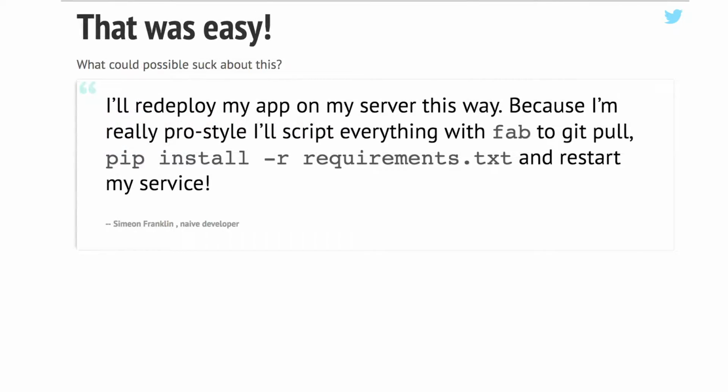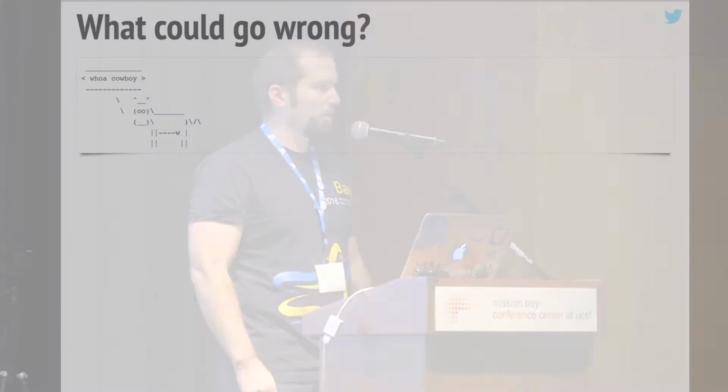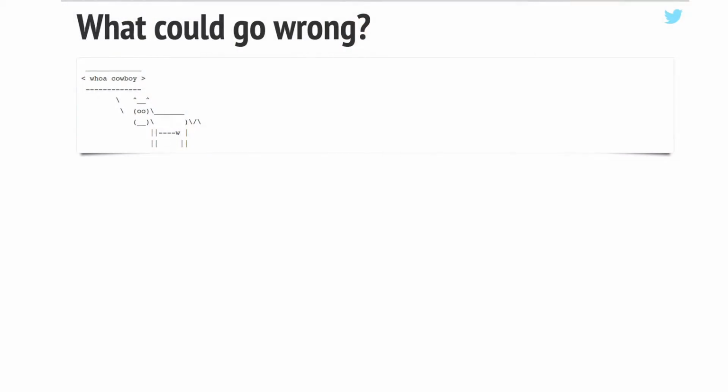So as a naive developer, I thought, hey, that's how you install tools. That's how I'm going to deploy my software to my server. And I'm really smart, so I'll automate it with Fab, but basically, I'll pip install. That's what you do. And pip install from my requirements.txt or whatever. But that's a deployment strategy. What could possibly go wrong?